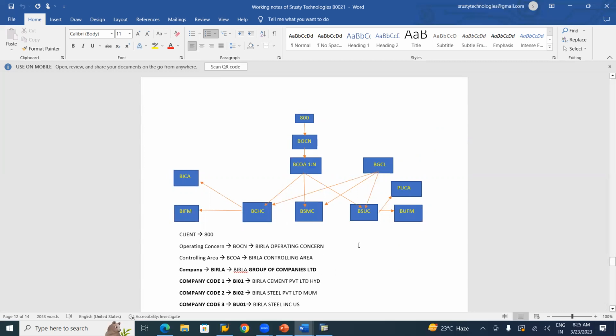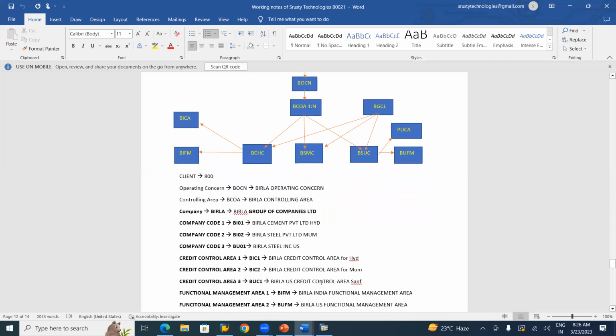So we are going to do Birla Group of Companies. In this particular project, we are taking the example of Birla. Here, BOCN is nothing but Birla operating concern, Birla controlling area. So your company is nothing but Birla Group of Companies Limited. Under it, we have 3 company codes, that is the BI01 company code. What is the line of business of BI01 company code? They are dealing in cements.